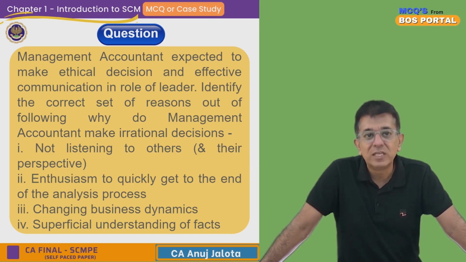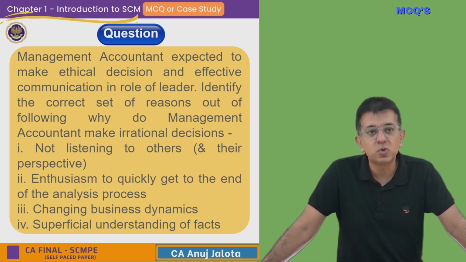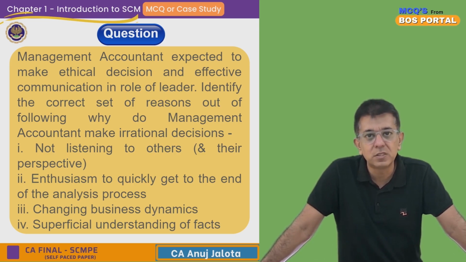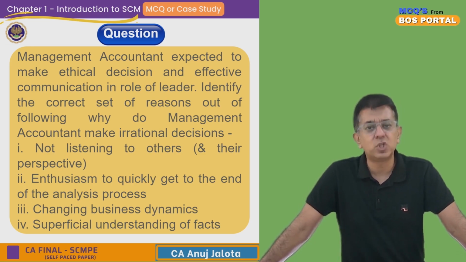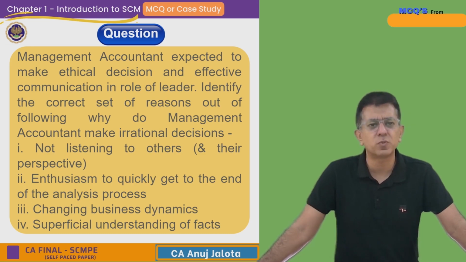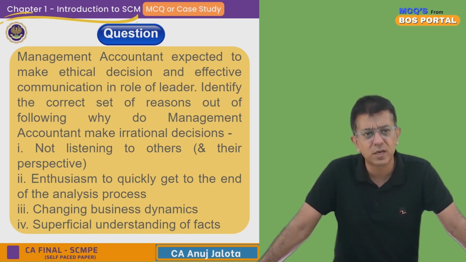Third, changing business dynamics. Now, please do remember that changing business dynamics is something that is not within the control of the management accountant. So therefore, he is not responsible for this, to be honest. Now, if the external environment will be changing, competition will be coming, he is not responsible for it. So therefore, third cannot be the answer.